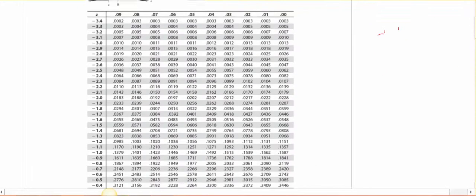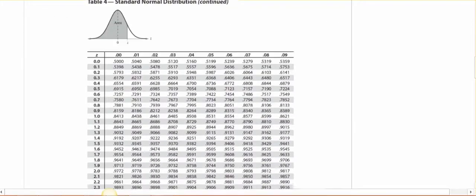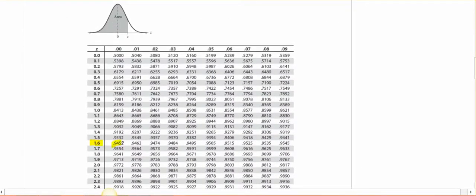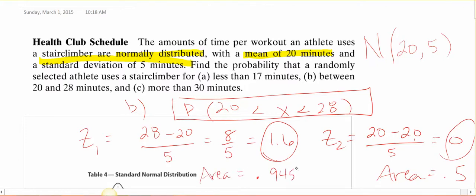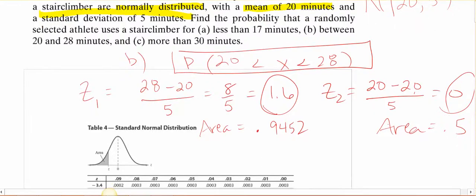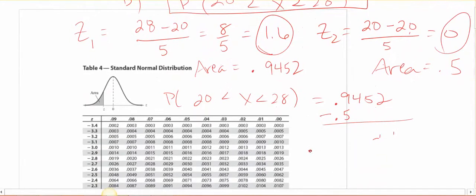So let's scroll down our table. I'm going to go to 1.6. 1.6 is here, and 0.00 is here. So we need that 0.9452. So the area for this first one corresponds to 0.9452. And then I just need to subtract these two. So the probability that x is between 20 and 28 is 0.9452 minus 0.5. So our answer to part B then is 0.4452. Awesome.